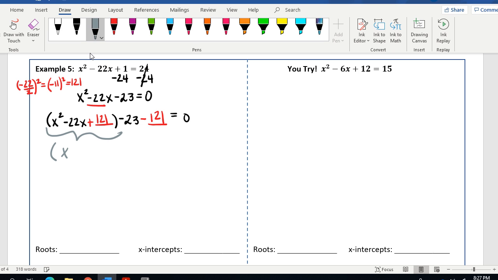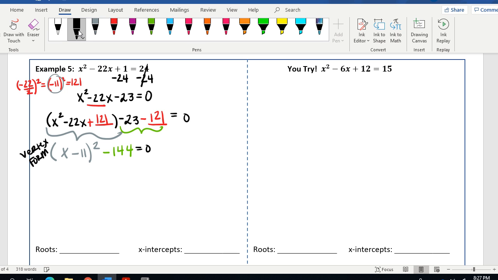So I'm going to have x inside my parentheses, what's half of negative 22, is negative 11 squared. And then I'm going to add negative 23 plus negative 121, or subtract negative 23 minus 121, and we get negative 144. So there is vertex form.